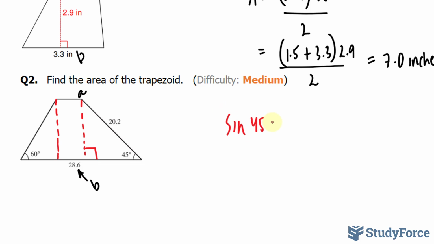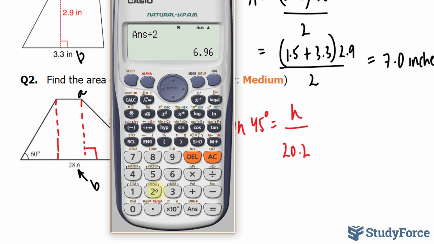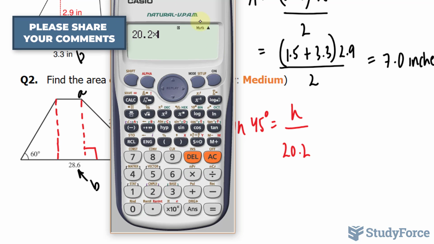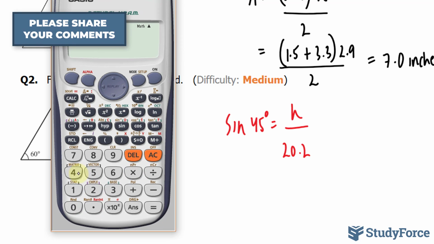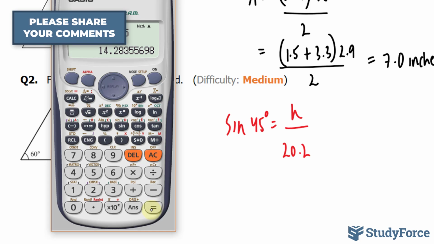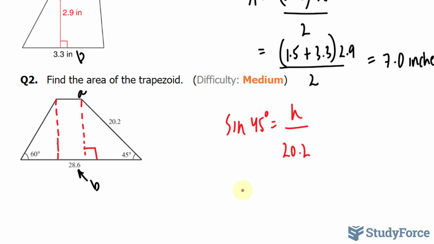Sine of 45 is equal to the opposite, which is what I'm looking for, which I'll call h, over my hypotenuse, which is 20.2. Using our calculator, we can find h by taking 20.2 and multiplying it by sine of 45. This gives us 14.28. 14.28 is equal to the height.